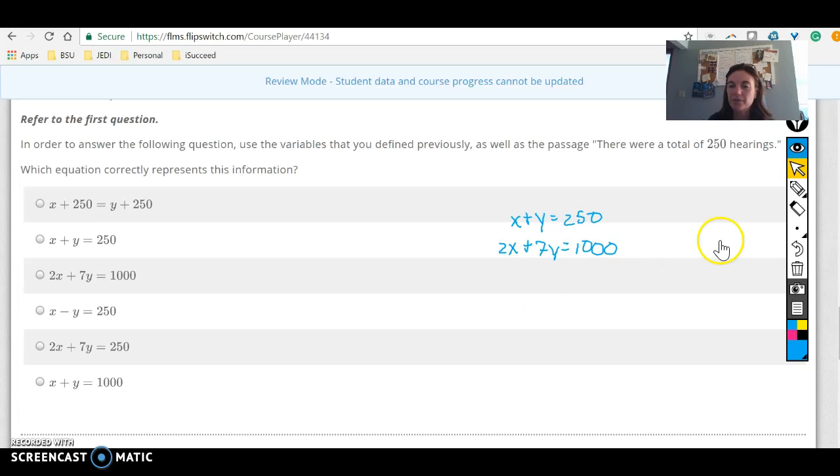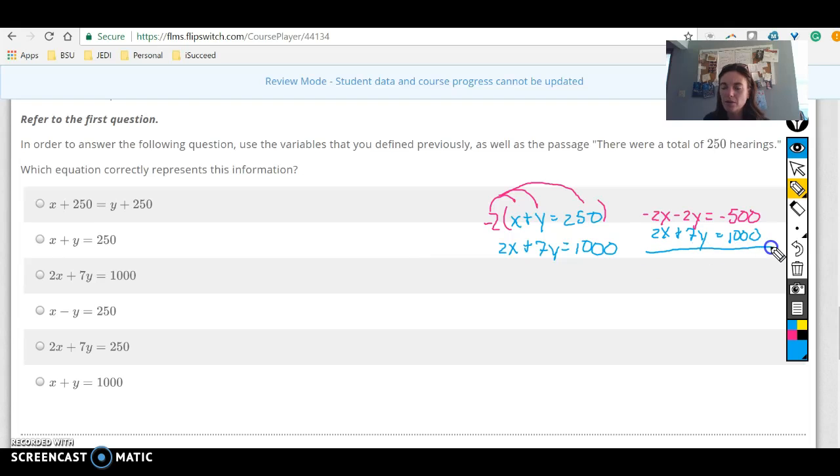Actually, I really like that. Why don't we do that? That'll probably be pretty darn easy. So let's multiply the top equation by -2 to solve this. And when I do that, I get -2x minus 2y, because remember I have to multiply every single term by that -2, equals a -500. Okay, and then I'm still adding the original second equation here, which was 2x plus 7y equals 1,000.